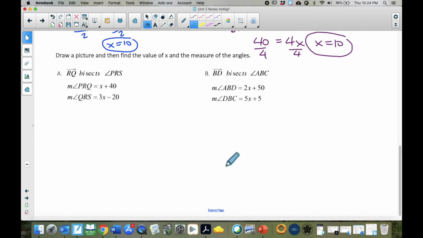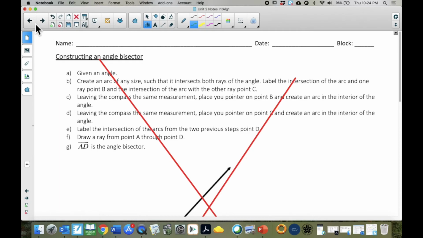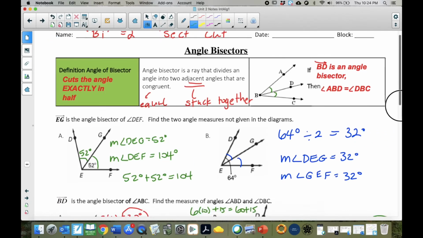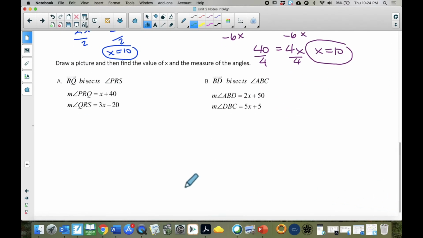Okay, last two problems, because on the next page, we're skipping it. So that means these are our last two problems. It says draw a picture and then find the value of x and the measure of angles. So we're doing three things. We're drawing a picture, we're finding x, and we're finding the angles. Let's draw the picture first.